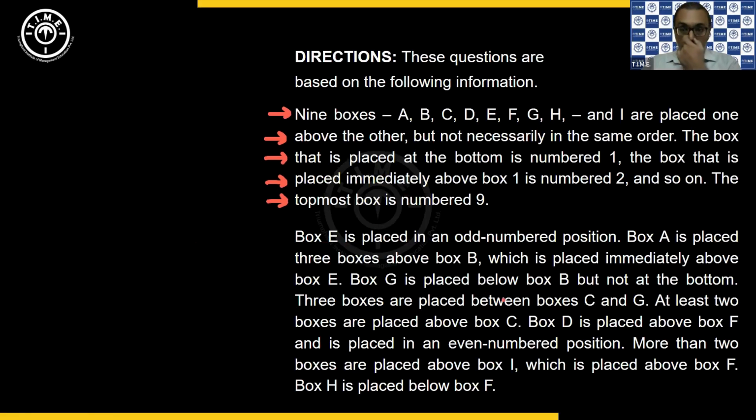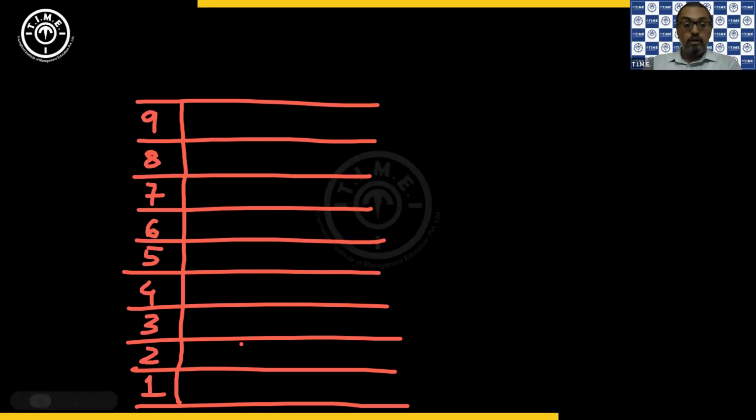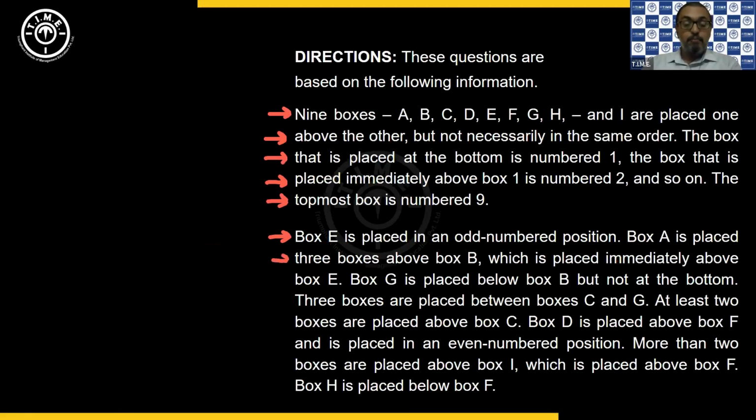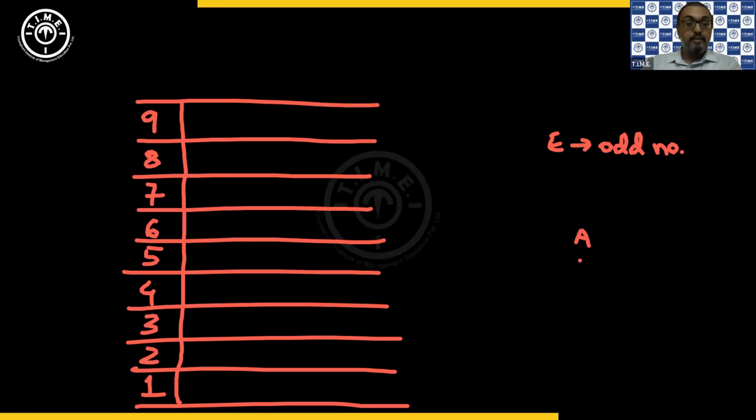Now, it says box E is placed in an odd numbered position. E in an odd number means there are many odd numbers, 1, 3, 5, 7, 9. Actually 5 odd numbers are there. So E can be available in any one. So E is an odd number. We'll come to that. Now A is placed 3 boxes above B. So A is 3 boxes above B means like this. The third box above B is A.